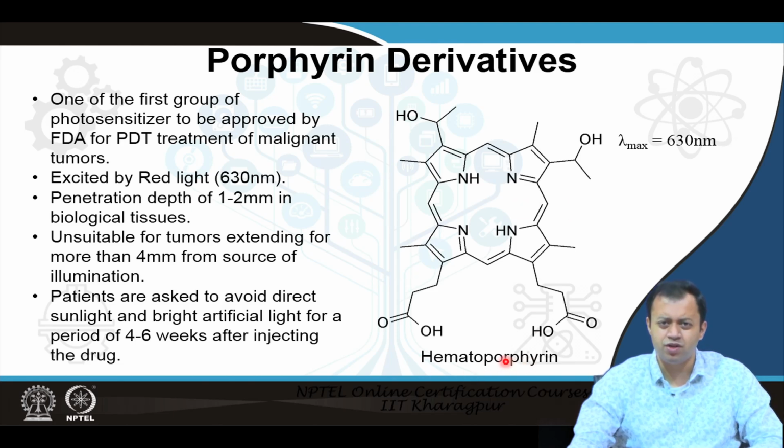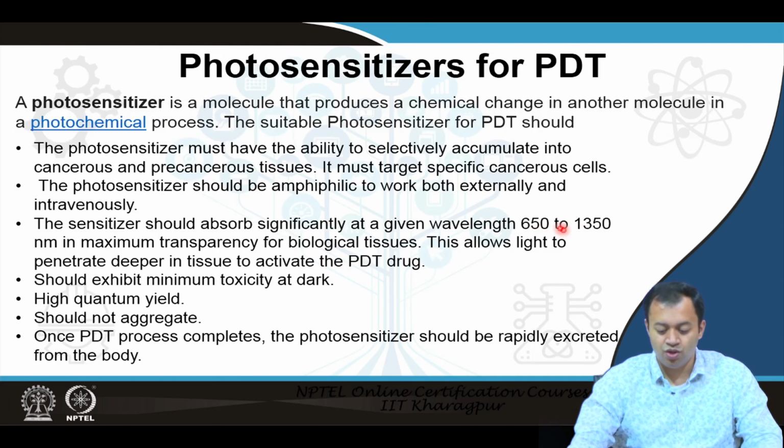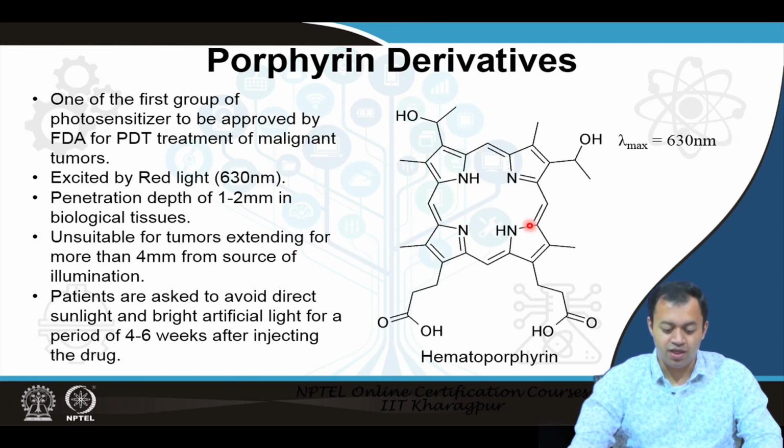Porphyrin is a very common drug used in pharmacy. I think most medical students, most life science students, should have heard of porphyrin. I have heard of porphyrin. So, one of the first groups of photosensitizers approved by the FDA gets excited by 630 nanometer light. So, this was your window of opportunity. 630 is obviously falling below it. Since it is the first generation, efficiency is less, only 1 to 2 millimeter penetration depth.